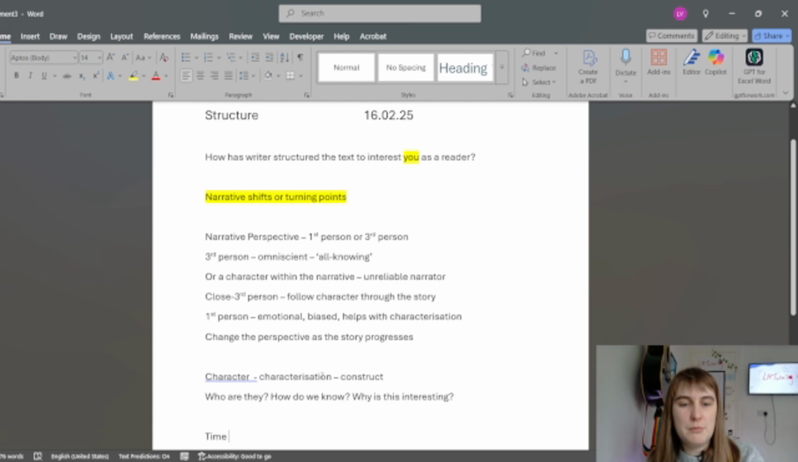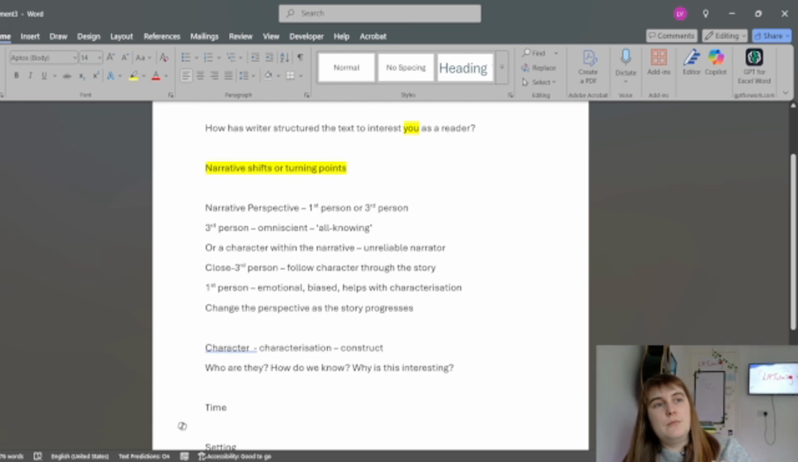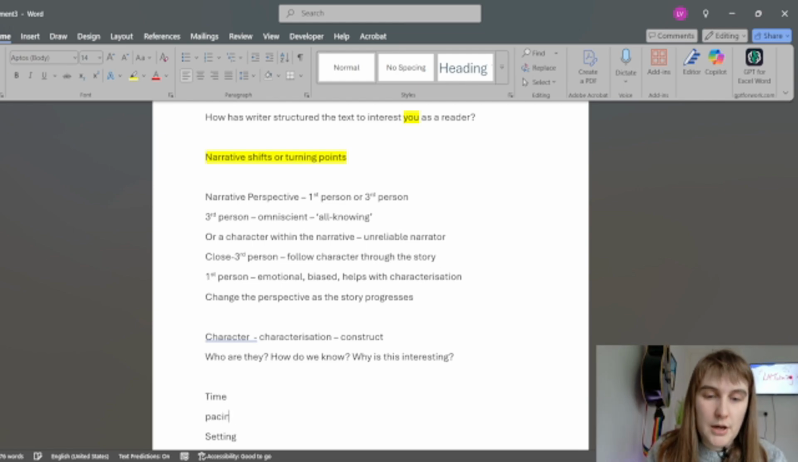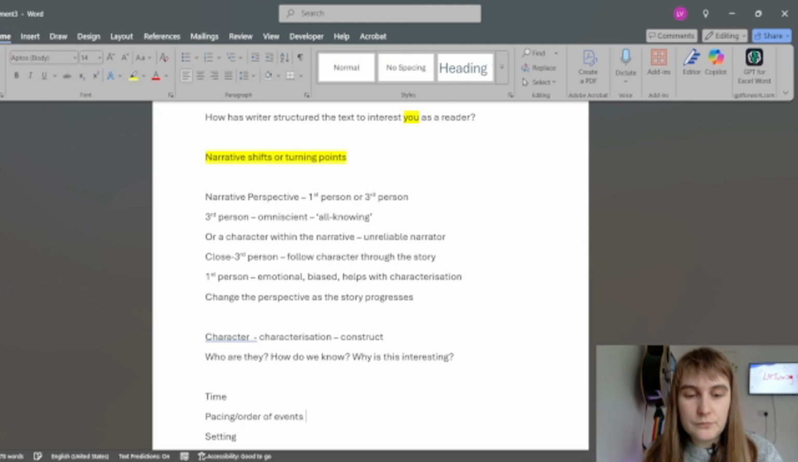Now, time can sometimes get a bit confusing for people. We might think, oh, is this talking about the time period? No, not necessarily. That's where setting comes into play in a minute. Time is talking about either pacing or order of events. So it's when events in the story happen, and also how quickly they happen. Does it slow down? Does it get faster? And why?